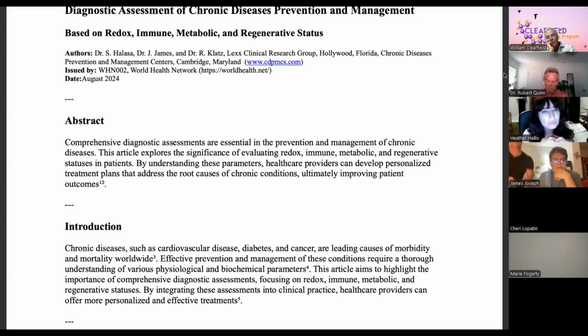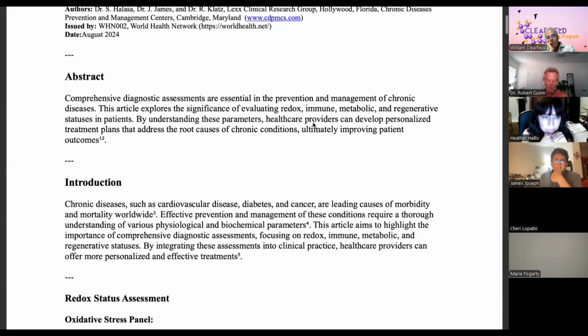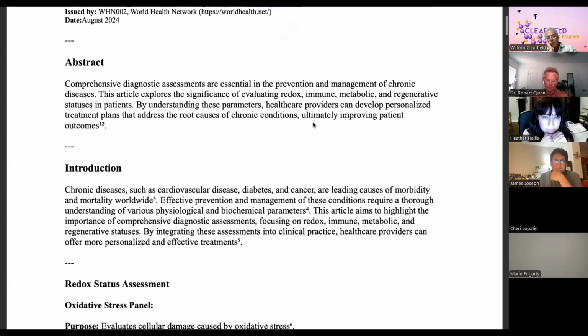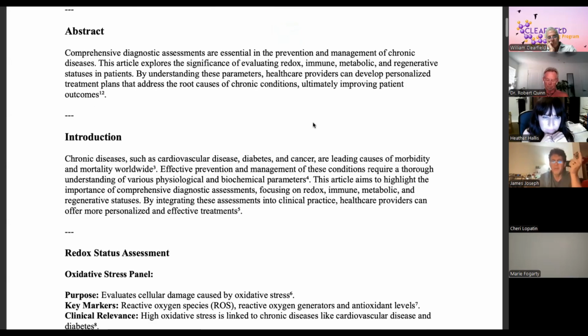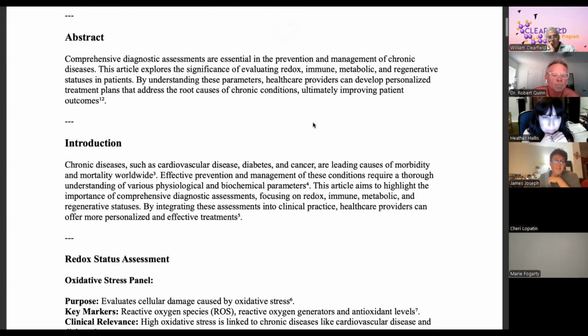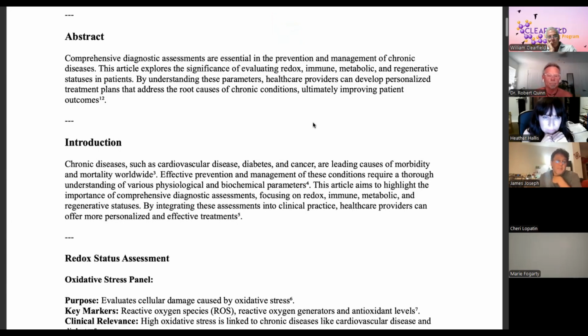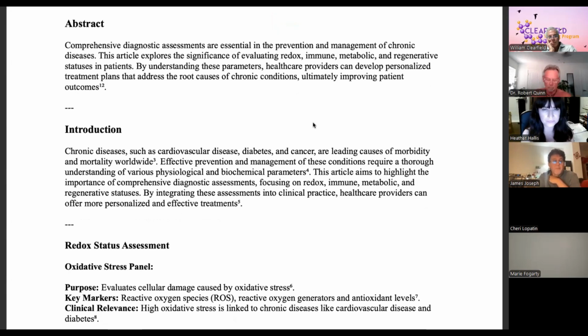Okay, so this is the abstract. Comprehensive diagnostic assessments are essential in prevention and management of chronic disease. This article explores the significance of evaluating redox, metabolic, immune, and regenerative status in the patient. By understanding these parameters, healthcare providers can develop personalized treatment plans that address the root cause of the chronic disease, ultimately improving patients' outcomes.